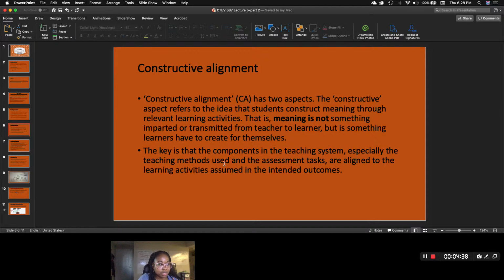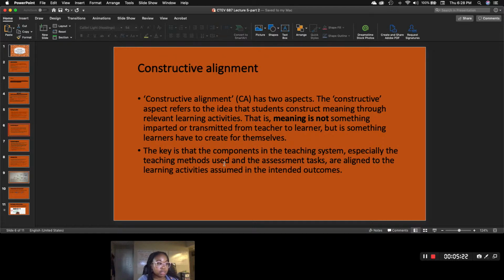Constructive alignment has 2 aspects, just like the reading says. The constructive aspect refers to the idea that students construct meaning through relevant learning activities. So if you are one that believes in cooperative learning, you probably have a constructivist pedagogical viewpoint where you see the learning process as one that embodies both the students and the teachers engaging in the creation of the learning process. So this is the base for this aligned curriculum that then upholds the standards and also your goals while integrating all the things that students need in a well-balanced way.